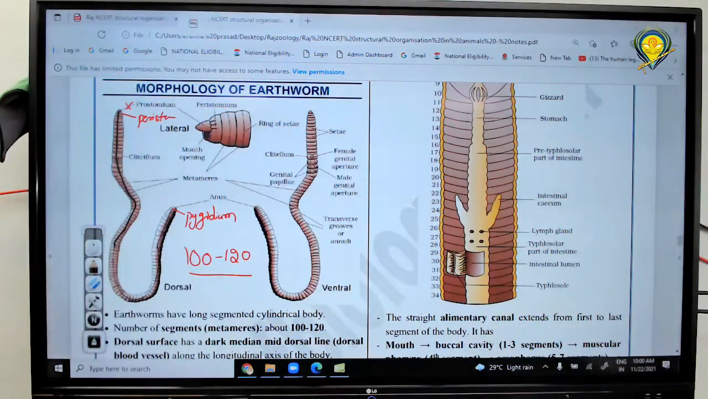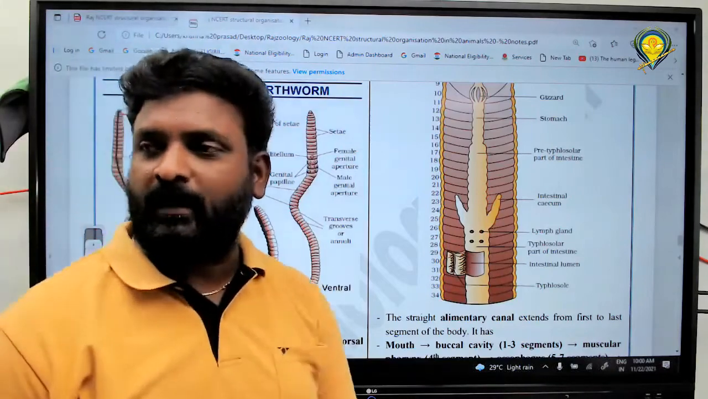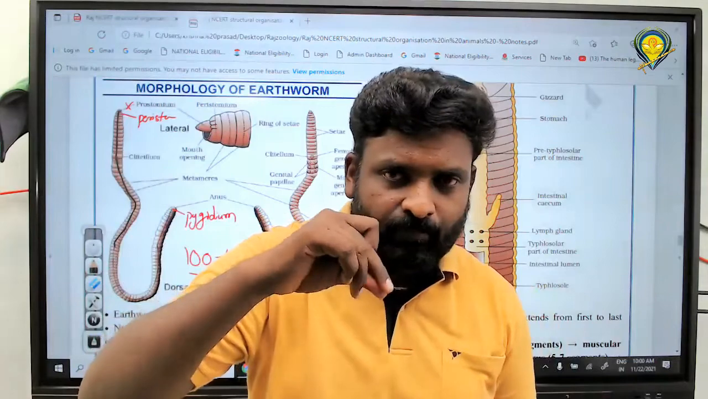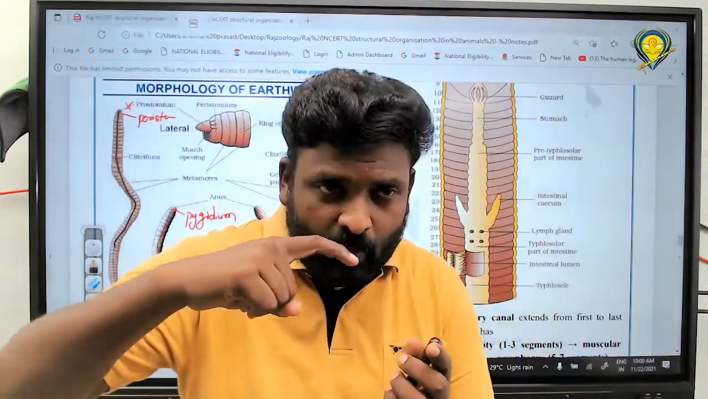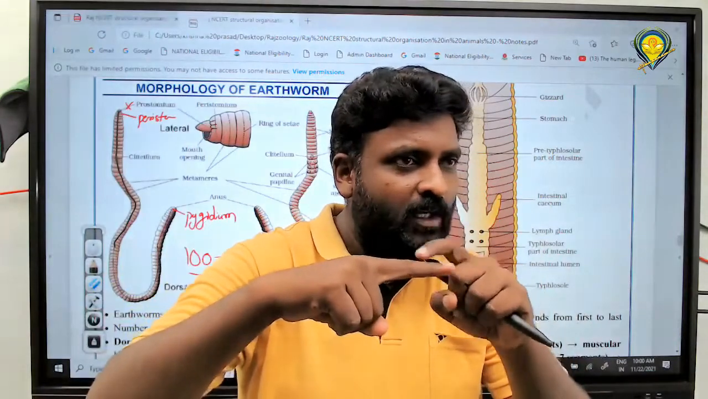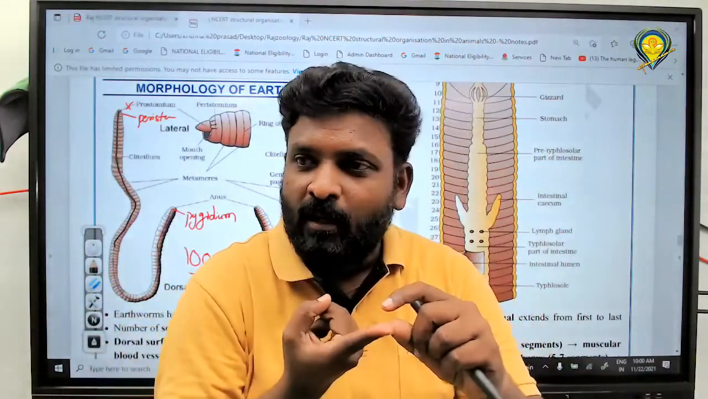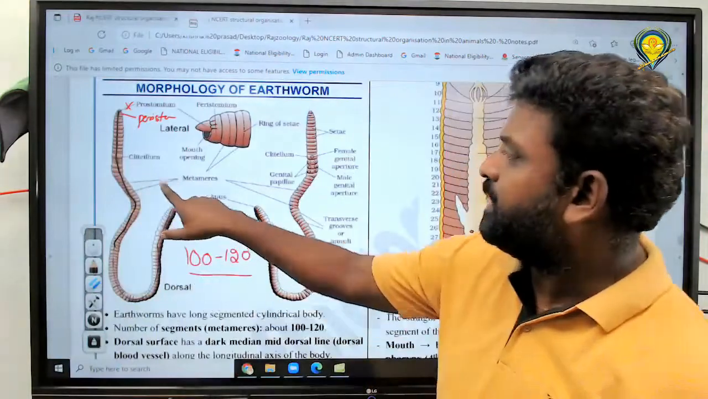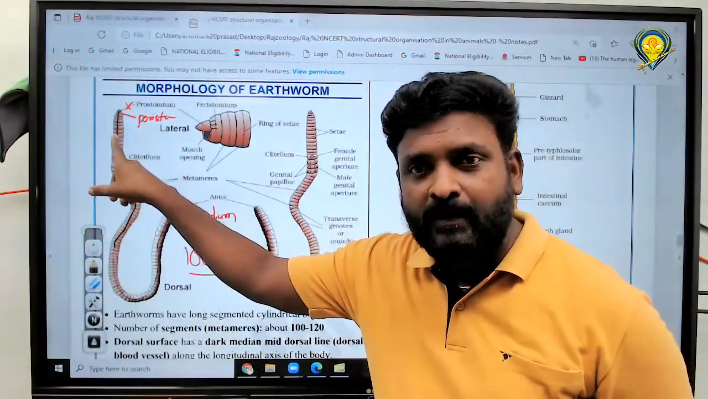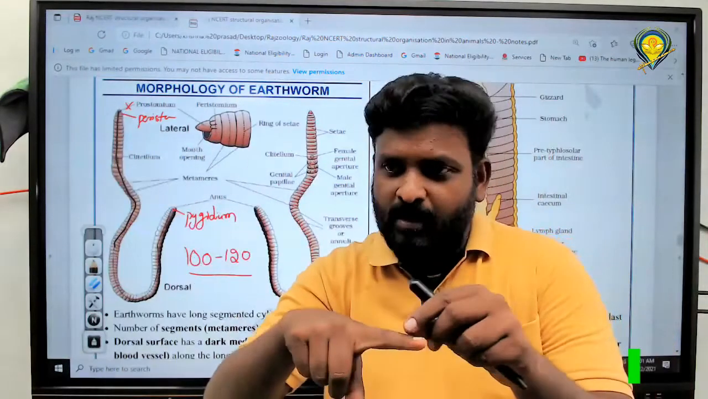Yes. So I will ask you one thing. While the earthworm is crawling like this, what is the surface, dorsal or ventral? Dorsal. This is ventral. Could you please see here? Is it the upper surface or lower surface? Is it the dorsal face or ventral face? Dorsal, right? Above.